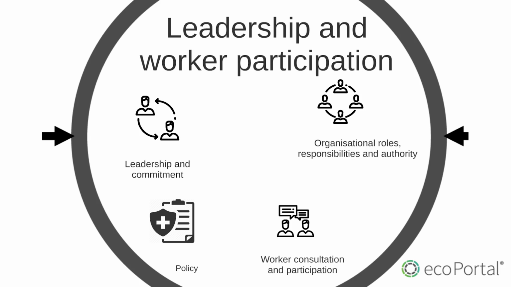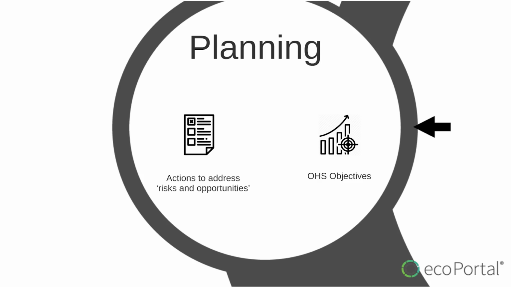Okay, we're just going to zoom in next into the planning area, and the planning area covers two focus areas: actions to address risks and opportunities, as well as occupational health and safety objectives. I think by now we're probably all familiar with the concept of risk and the need to assess risk relating to the identified hazards that have the potential to cause harm. As part of the standard, the methodology for assessing the risks needs to be documented, and it needs to take into account the legal requirements and be proactive rather than reactive, as well as being systematic.